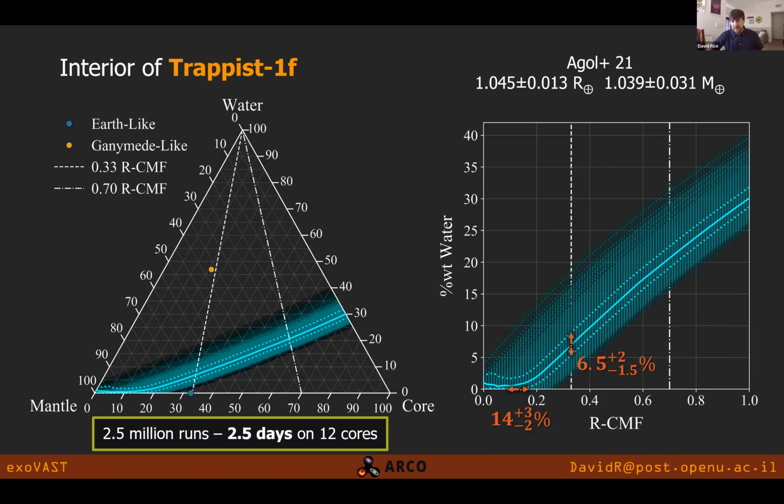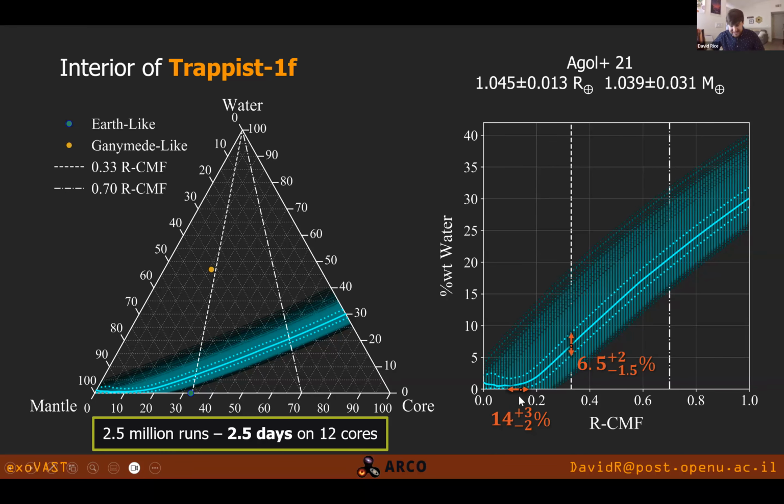We have the median here in light blue and the 1 sigmas in dashed lines. And we can pick out some planets on here. So if you're at an Earth-like RCMF, so Earth-like core to mantle ratio, then you would need about 6.5%, on average, of your weight in water. We can also ask if TRAPPIST-1F is dry, if it has no water at all, then it means it has to have a small core. It means it needs only a 14% core mass fraction.